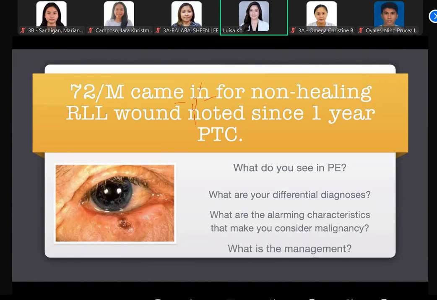So in this case, what's our management? Anyone? Surgical excision, Doc, with clear margin. First, we have to figure out what it is, right? Full thickness biopsy, Doc. Okay, we'll do a biopsy first. You can do an incisional biopsy first, whether it's full thickness or partial thickness, it's up to you. Better if you do a full thickness incisional biopsy.